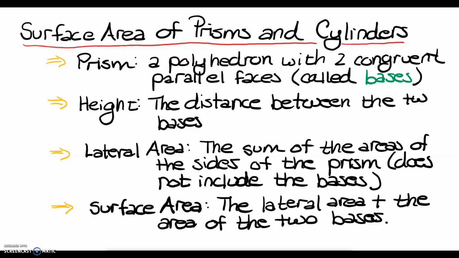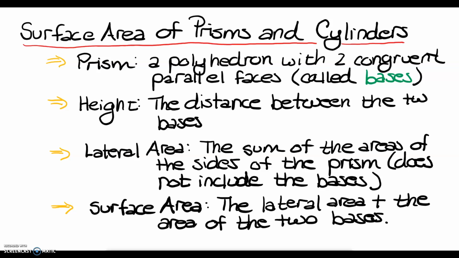What is a prism? A prism is a polyhedron with two congruent parallel faces. And remember, a polyhedron is a 3D figure whose sides or faces are polygons. Those two parallel faces are called the bases, and it's really important to locate the bases on your prism before you start any of your problems.